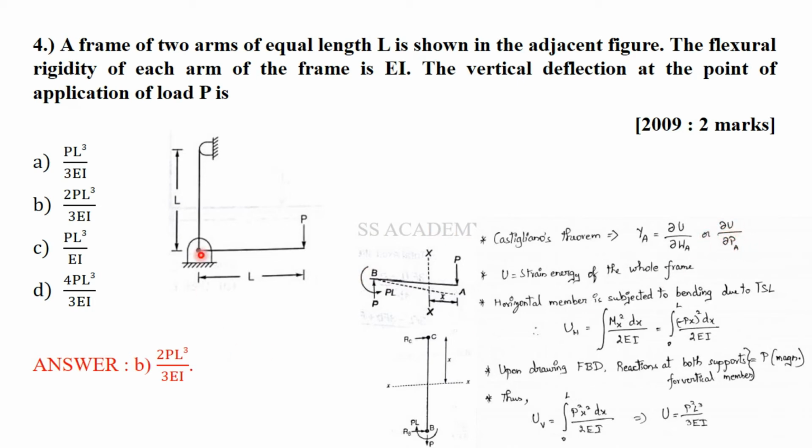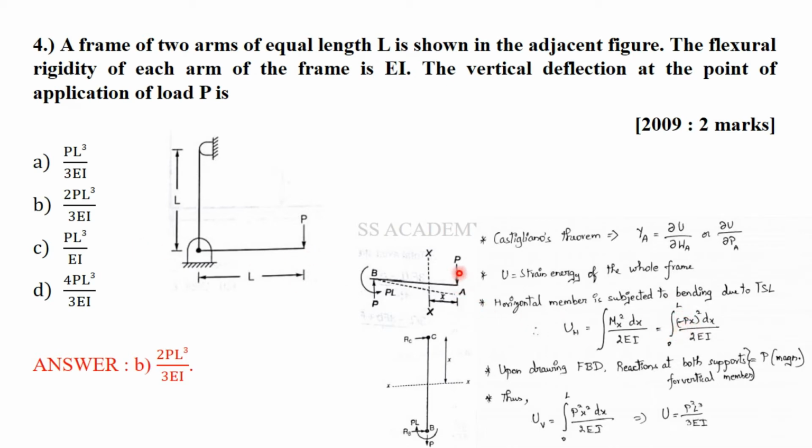Here we have to find the strain energy of the whole frame. So we are splitting it into two members and we are finding the reactions. Here you can see the free body diagrams. Try revising the engineering mechanics concept and understand the reactions, and based on those reactions we will be finding the moment here. First, let us find the horizontal member's strain energy. It is given as integral of M_x squared dx by 2EI. This is integrated from 0 to L.